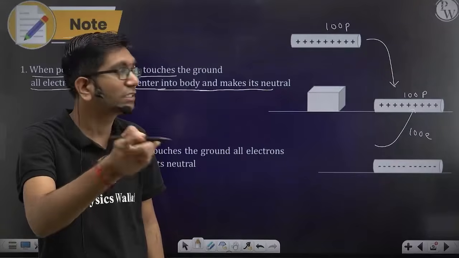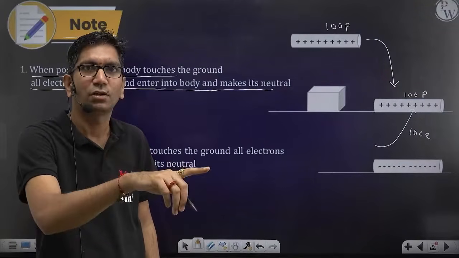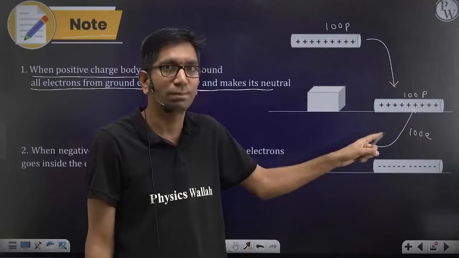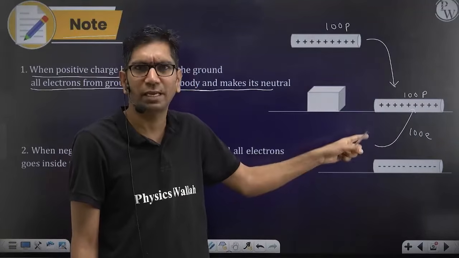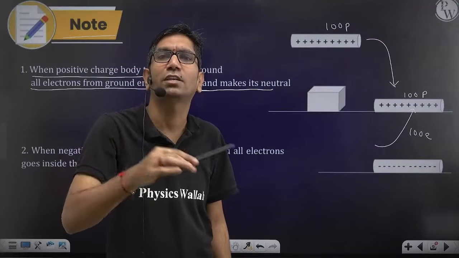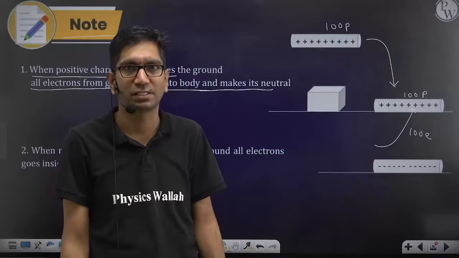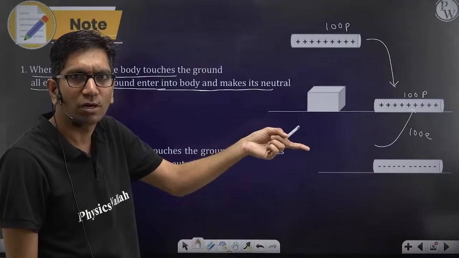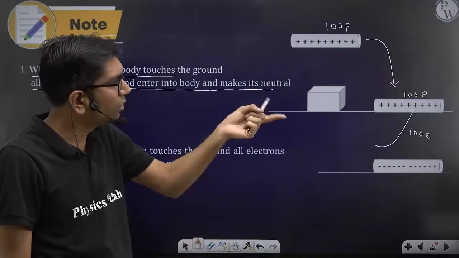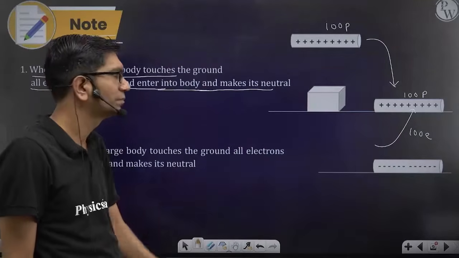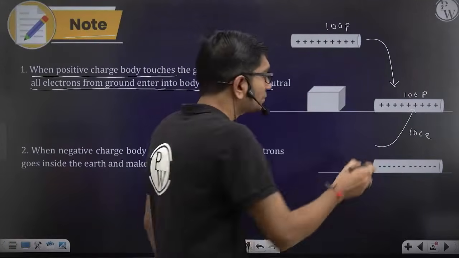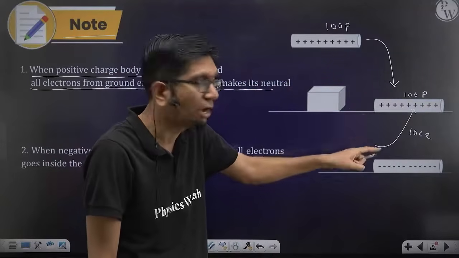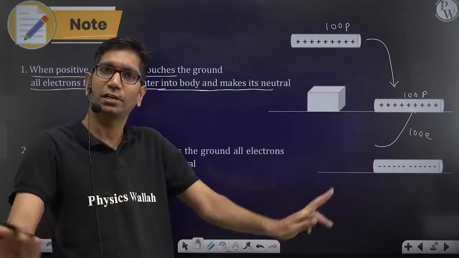These are the concept based questions you may get in your board or in the NEET exam also. They will ask you the same thing: when a positively charged body is in contact with the ground, what happens? In the options they will give you electrons transferring from ground to body, or protons transferring from body to ground, vice versa. So what you have to tell? Only electrons are transferable, and the electrons from the ground will enter into the body and make it neutral.